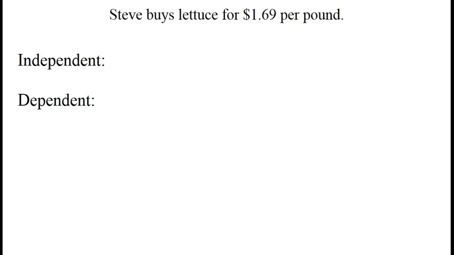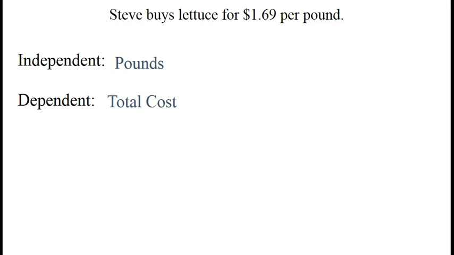I'll run through it a little bit faster. So Steve buys lettuce for $1.69 per pound. I want to define my independent and dependent variables, and I want to write this in function notation. What depends on what? Well, the total cost that I am going to pay for all this lettuce depends on how many pounds Steve buys. So my independent variable is pounds, and my dependent variable is total cost.